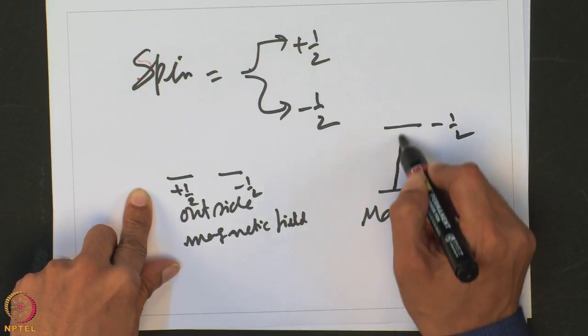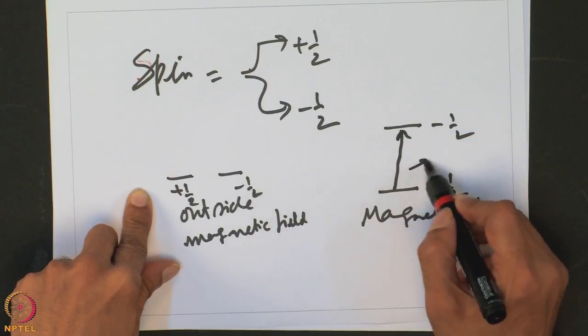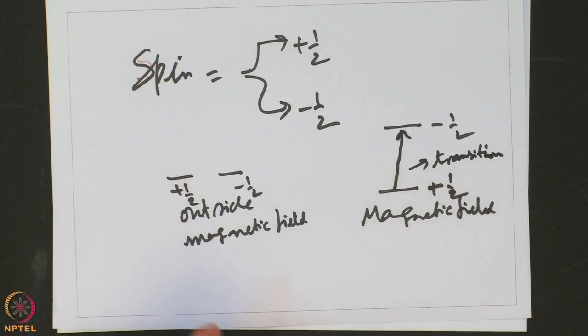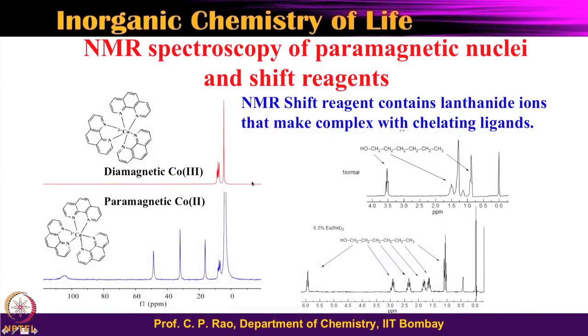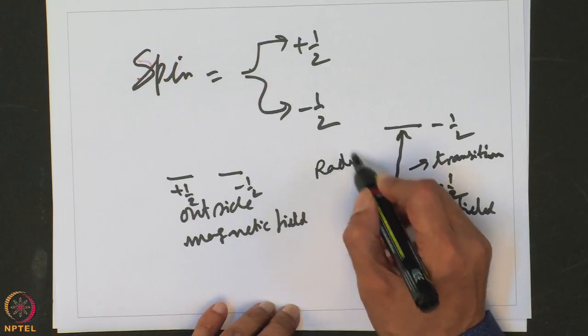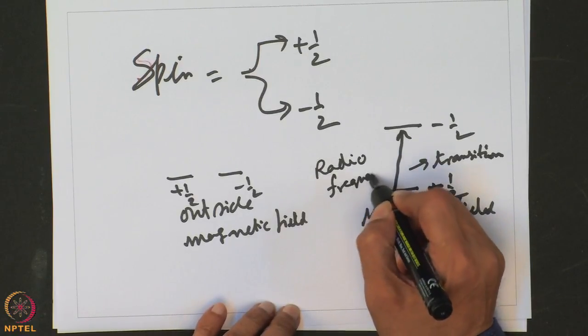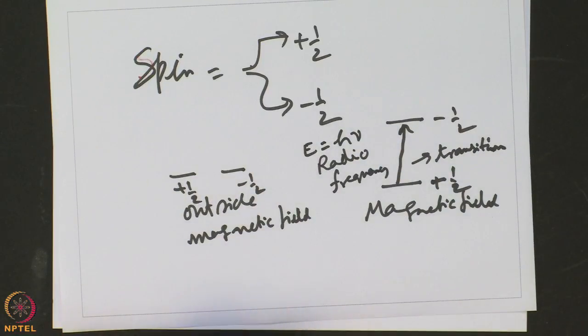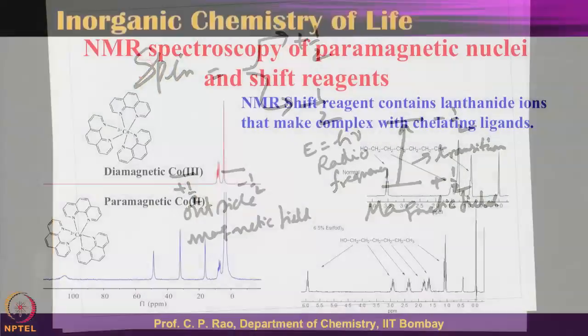So, the species go from one to the other, this is the transition. In other words, you cause a nuclear spin transition going from one kind of spin to the other spin. This requires energy, and this is in the radio frequency, h nu. So, by supplying that kind of energy, you can cause the transition.